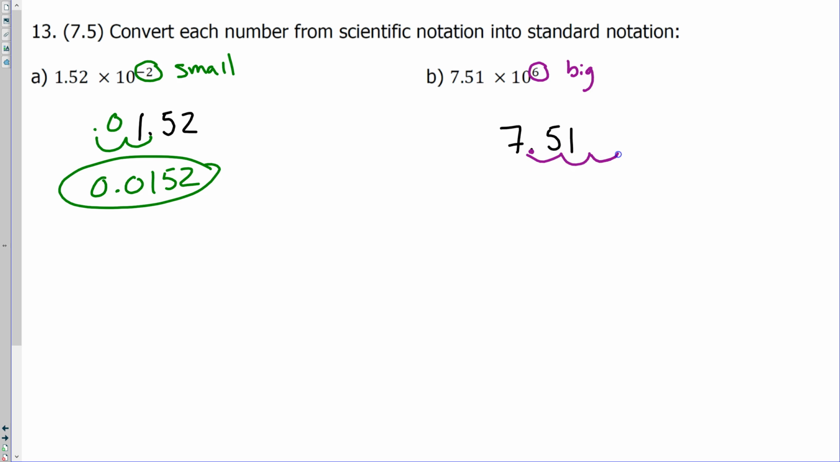1, 2, 3, 4, 5, 6. There's a whole bunch of blank space here. For each of those blank spaces, you're writing a 0. So 7, 5, 1, followed by 4 zeros. And then you may want to add every third place is your comma. So this is 7,510,000.